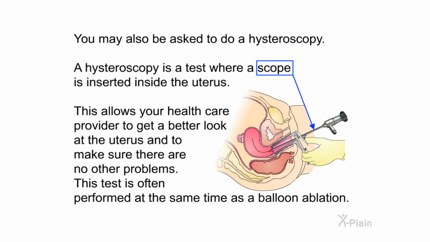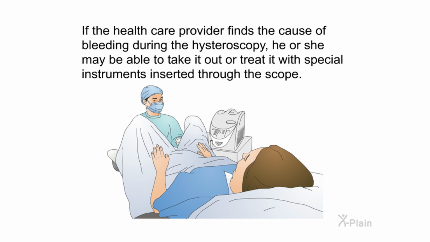You may also be asked to do a hysteroscopy. A hysteroscopy is a test where a scope is inserted inside the uterus. This allows your healthcare provider to get a better look at the uterus and to make sure there are no other problems. This test is often performed at the same time as a balloon ablation. If the healthcare provider finds the cause of bleeding during the hysteroscopy, he or she may be able to take it out or treat it with special instruments inserted through the scope.